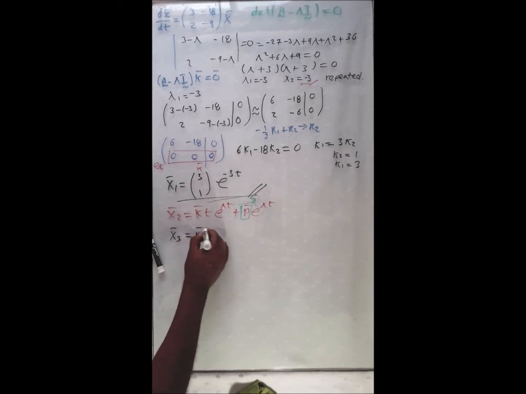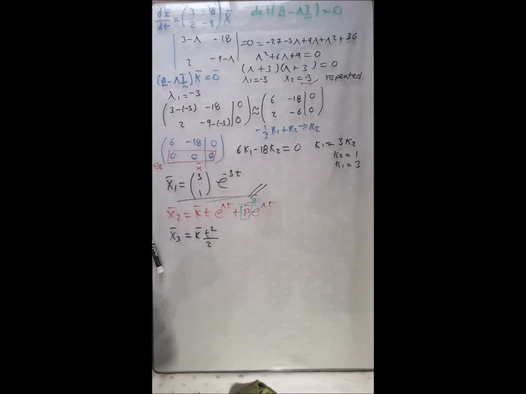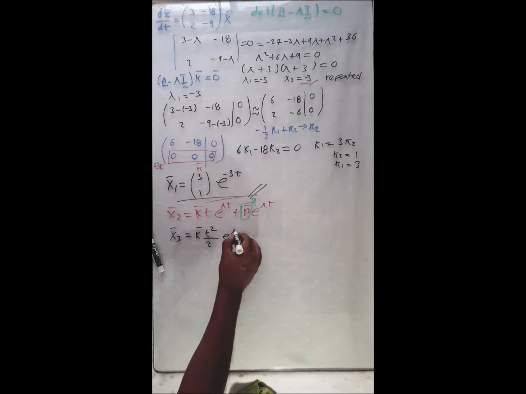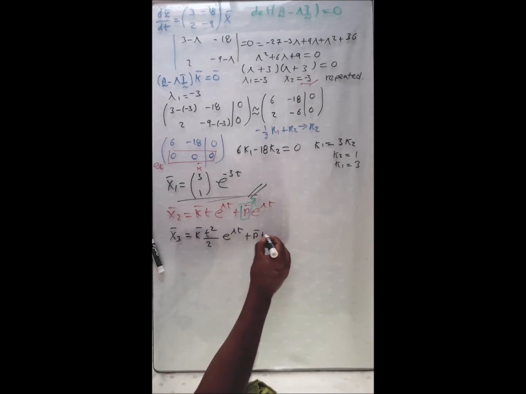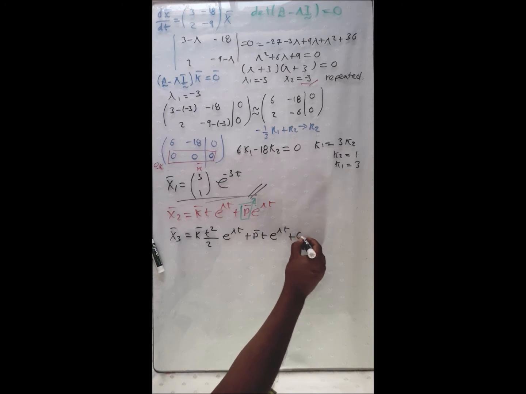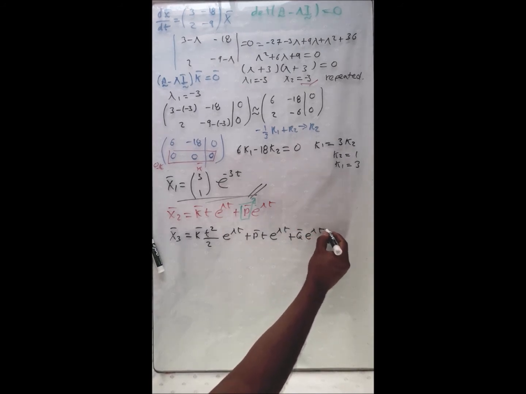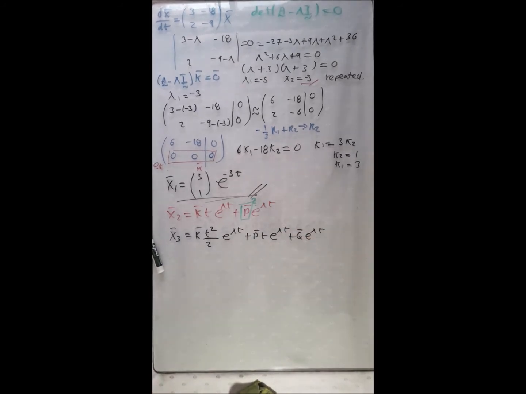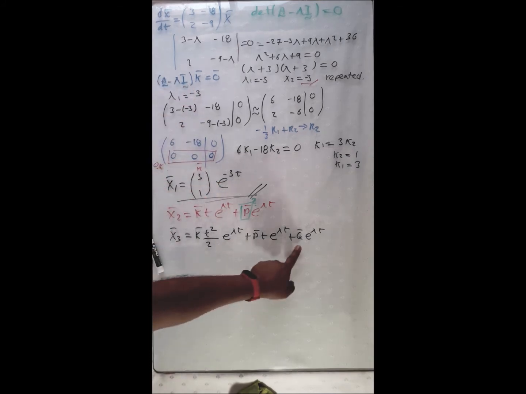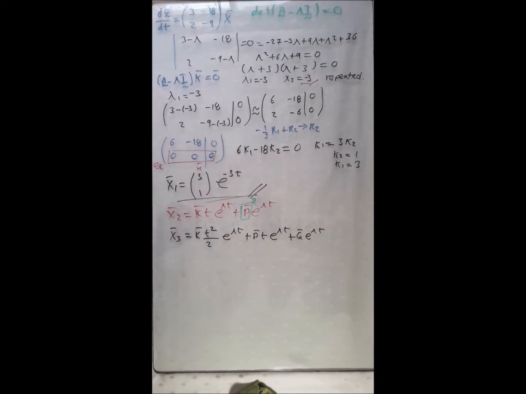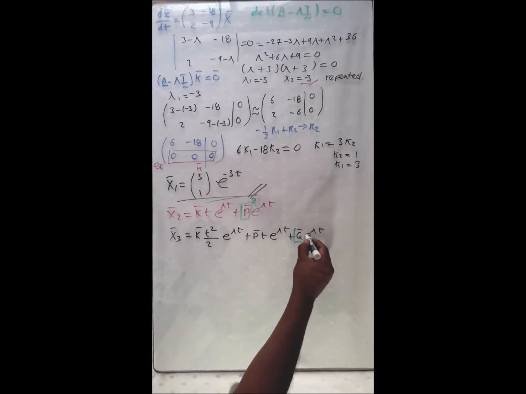K vector t squared over 2 exponential of lambda t plus p vector t exponential of lambda t plus q vector exponential of lambda t. That will be the third solution. The k vector is from the first solution. The p vector will be from the second solution that you are supposed to know because you already have the second solution. And the q vector will be the new thing to calculate for the third solution.